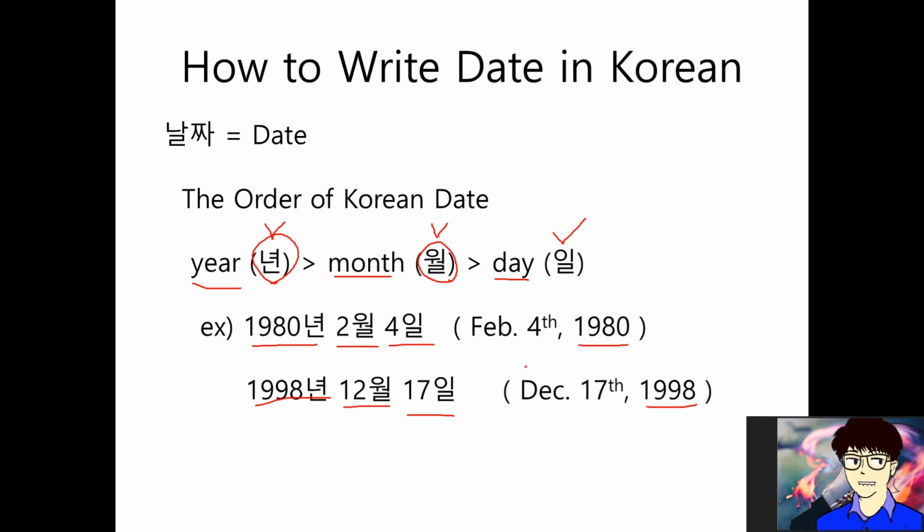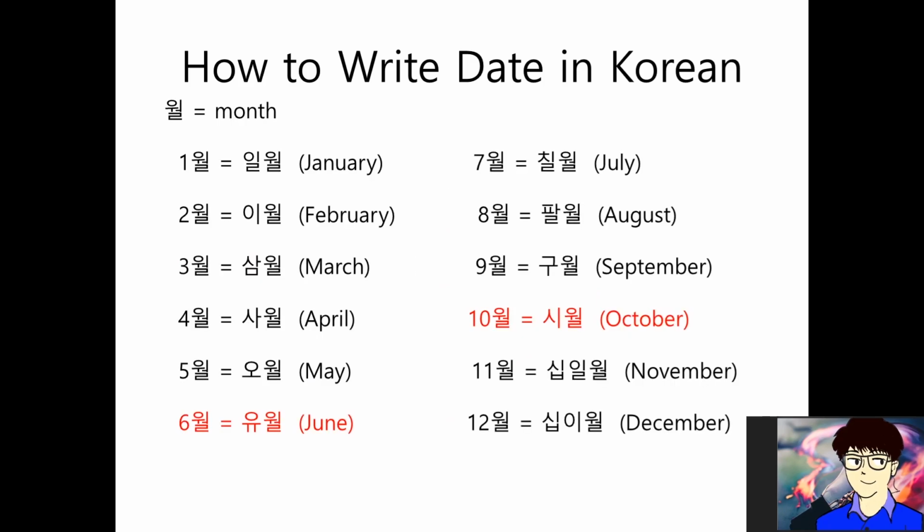However, you have to be careful of month. Why? Because spellings and pronunciations of some numbers are a little bit changed. Okay? Then, let's figure it out. Okay, here are all the months in Korean way. First, repeat after me. 1월. Good. 1월 is January. It is simple, right?